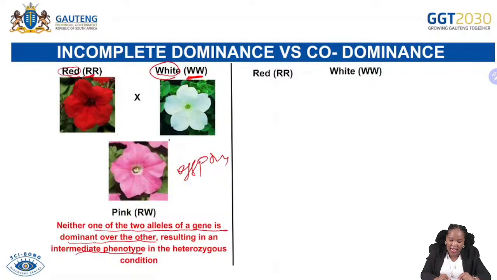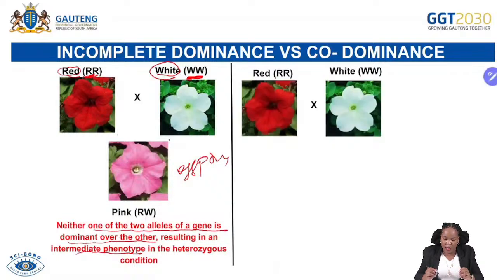And you must also check the letters here. We write them in capital letters for both because both of them are dominant, but none of them is dominant over the other. Therefore, they are expressed in an intermediate phenotype in the offspring. Then another type of dominance is the codominance.